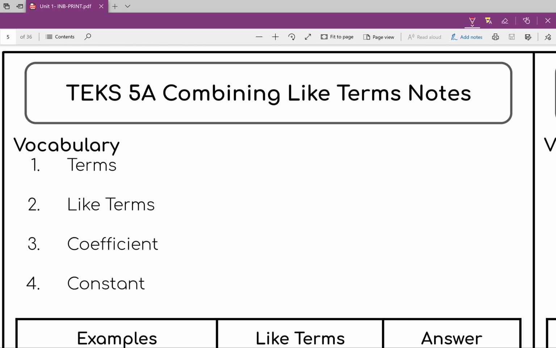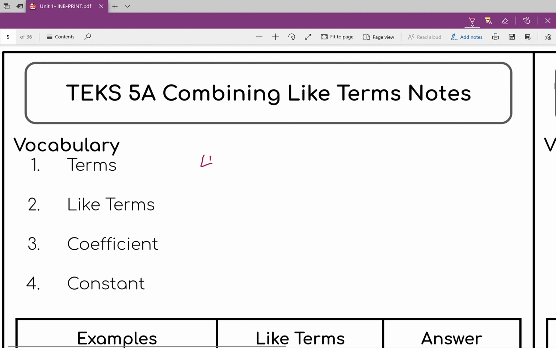TEKS 5A, Combining Like Terms, Notes. So the first thing we're going to look at is the vocabulary. The vocabulary words we have today are terms, like terms, coefficient, and constant. To better define these terms, I'm going to give you an example. Let me write out this example.